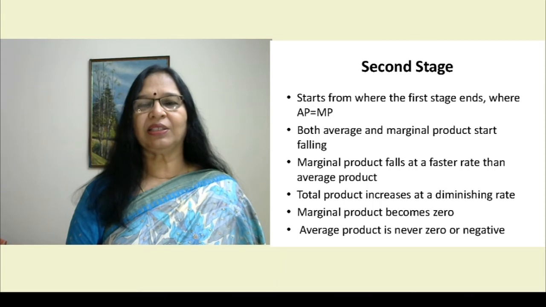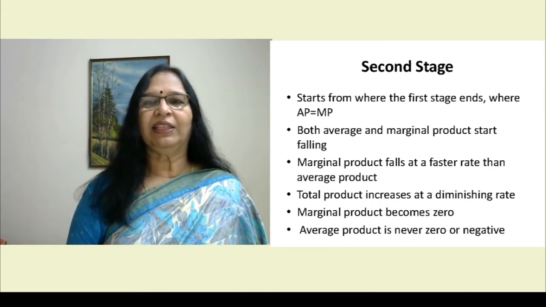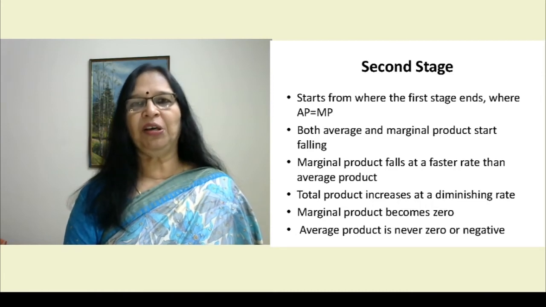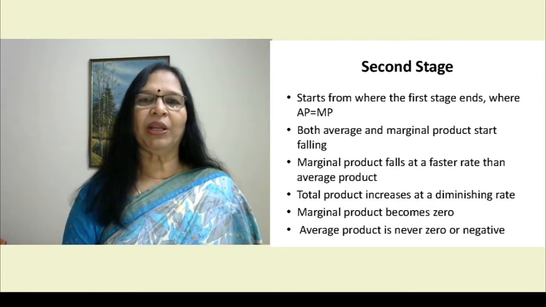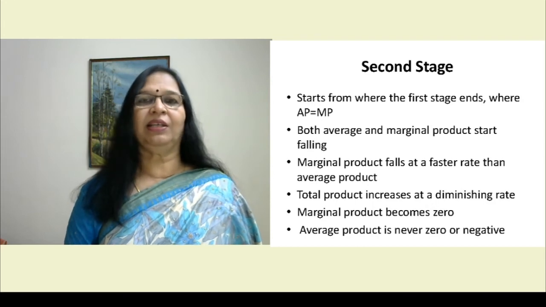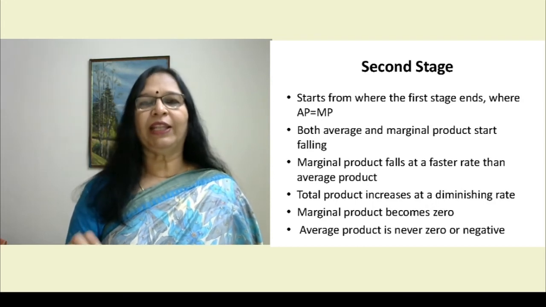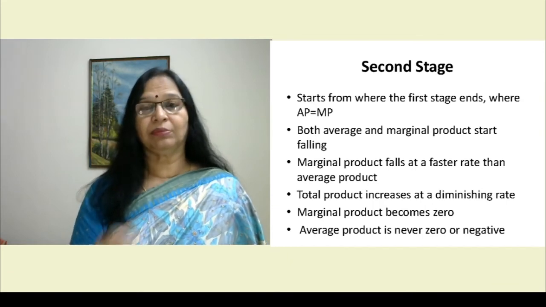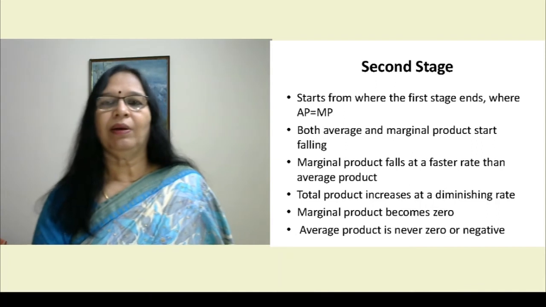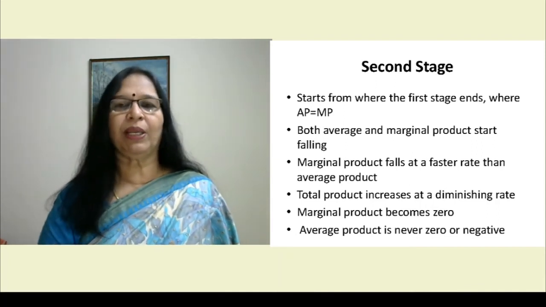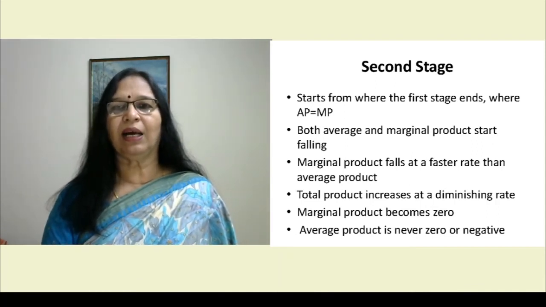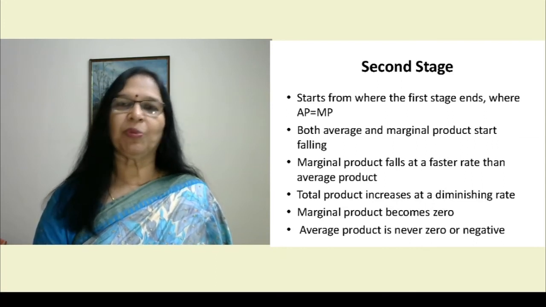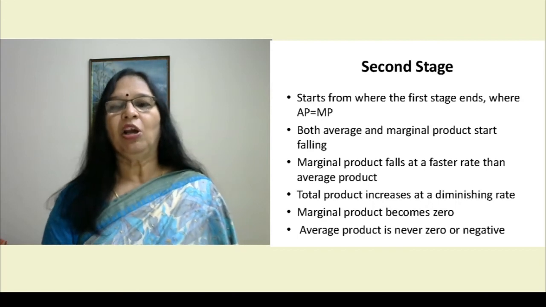Second stage starts when the first stage ends. That is at the point where the average product is equal to the marginal product. So there is a point, I said, when the marginal product cuts the average product from the top. At that stage begins our second stage. Second stage starts from where the first stage ends, where average product is equal to marginal product.